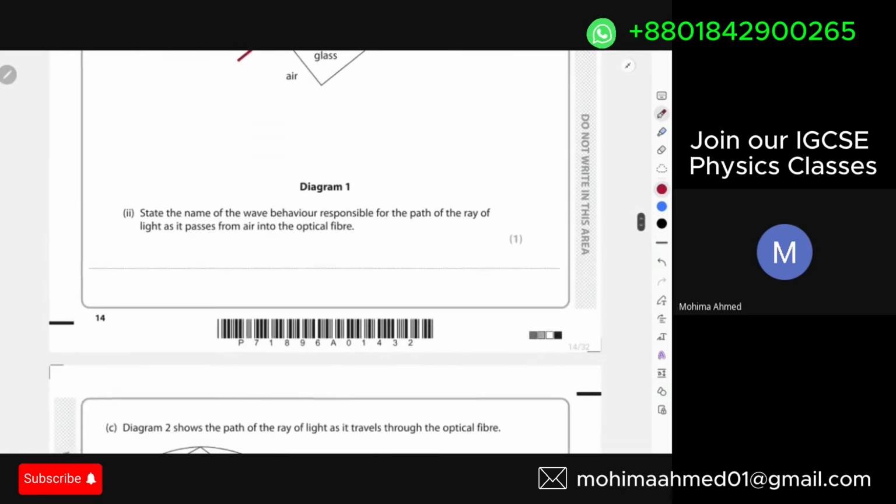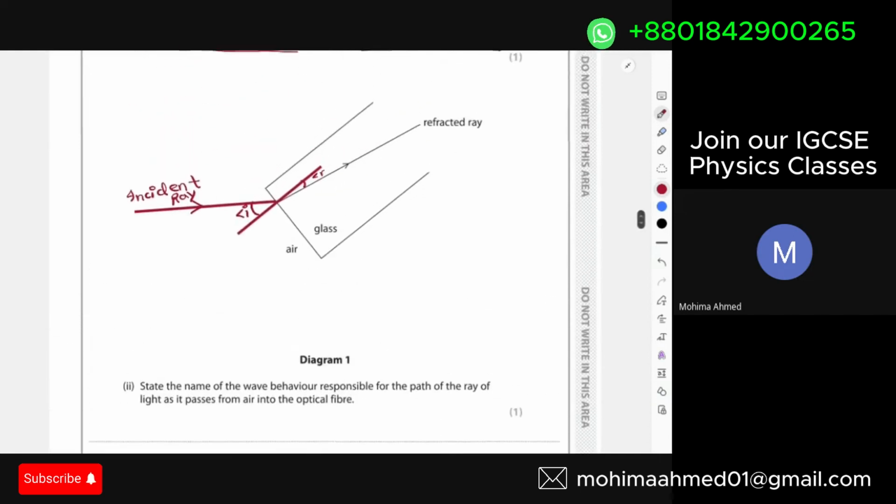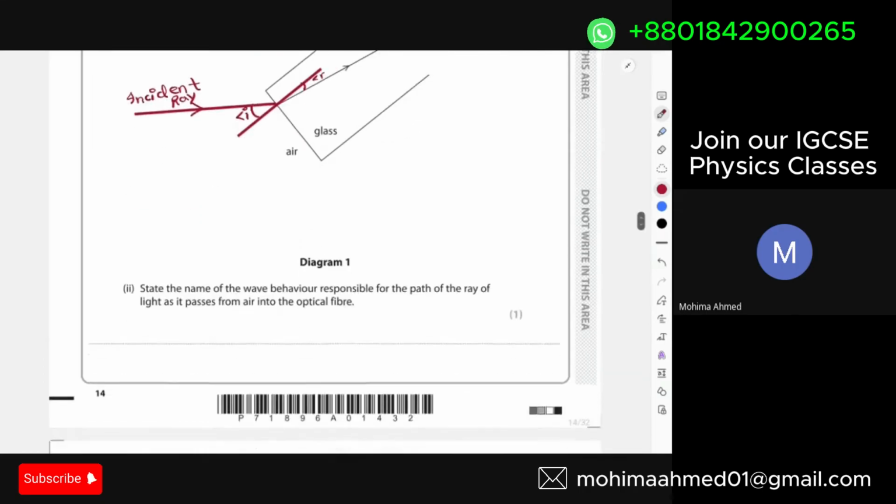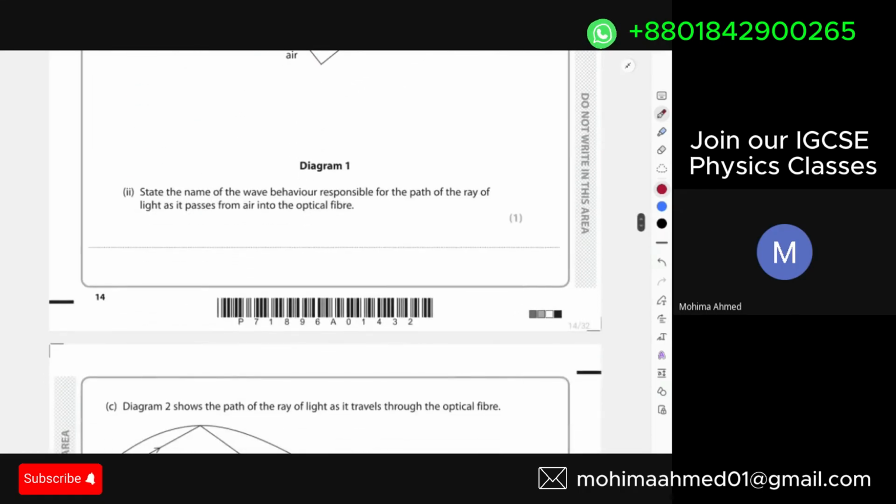And state the name of the wave behavior responsible for the path of the ray of light as it passes from air to the optical fiber. This entire thing, what is it known as? Refraction, right? Whenever this light passes from air to the optical fiber, because of the changing medium there is a bending in the direction. This phenomenon is known as refraction. We already know that.